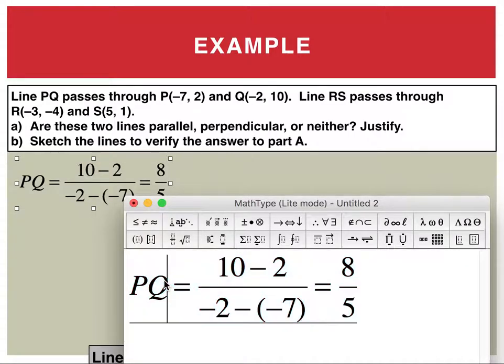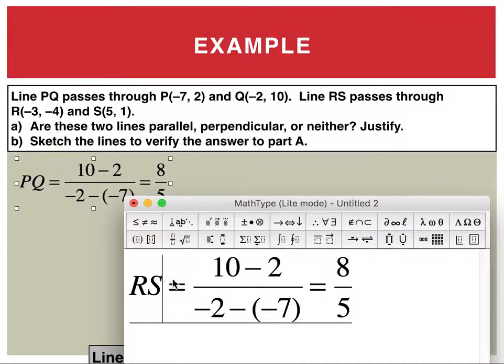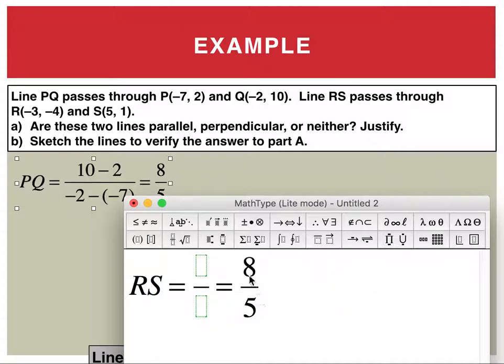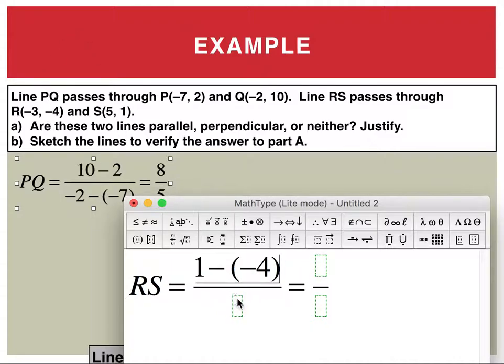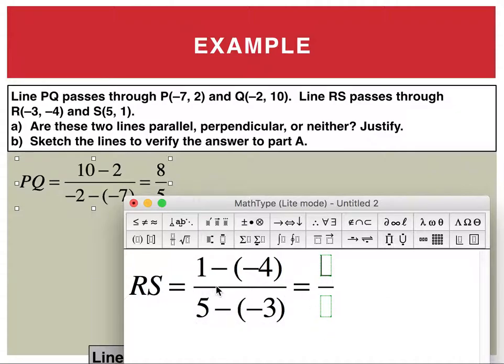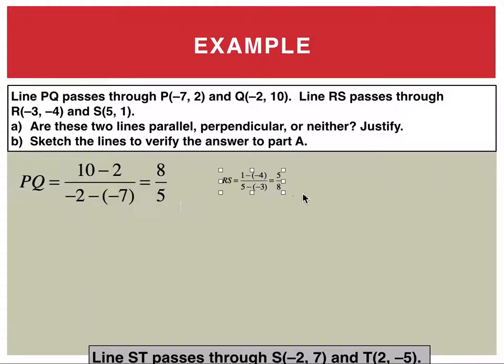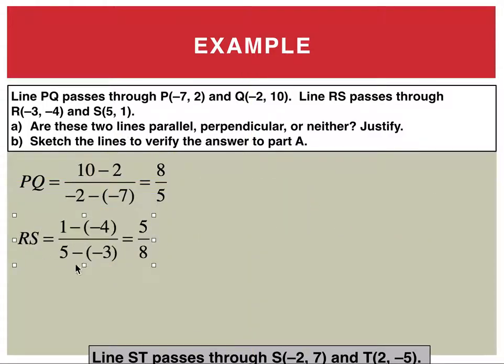Then I need to do the exact same thing, but with RS. So let's start from blank. Now RS, I start with the number 1, and I subtract negative 4, because that's the next thing. And then I start with 5, and I subtract negative 3. So 1 minus negative 4 is 5. 5 minus negative 3 is 8. Perfect.